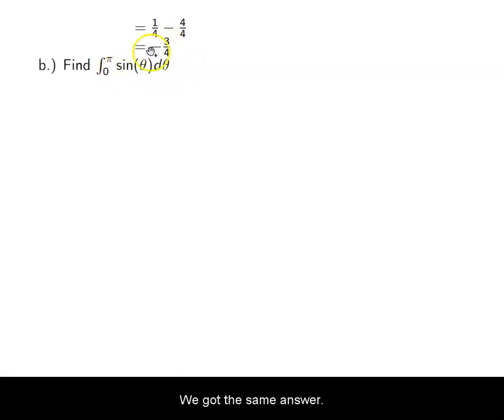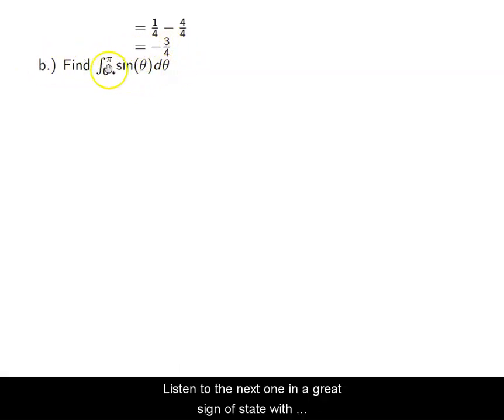Hopefully you got the same answer. Now let's do the next one. Okay, let's integrate sine of theta with respect to theta. You see why the differential here is very important. It's telling me that I'm integrating with respect to theta. And let's do that from 0 to pi.